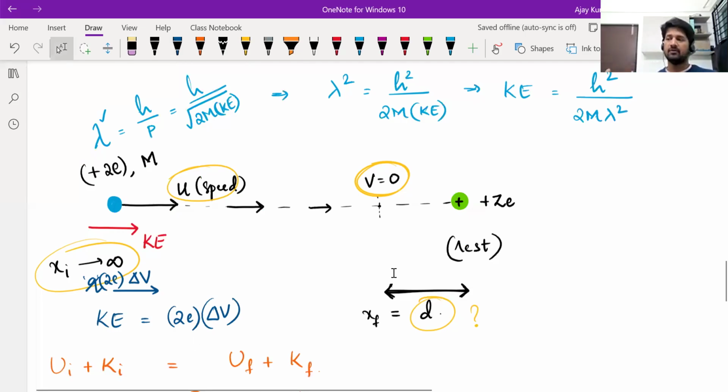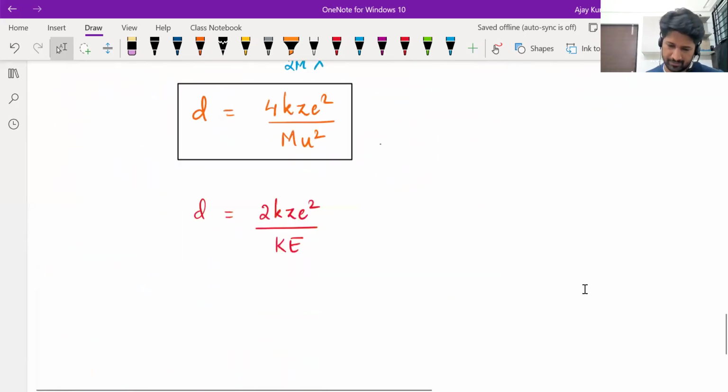So there are many different ways of asking you this question. And in any case, the concept you apply is mechanical energy conservation. So you should somehow find out the kinetic energy of the alpha particle initially and substitute it in the mechanical energy equation.